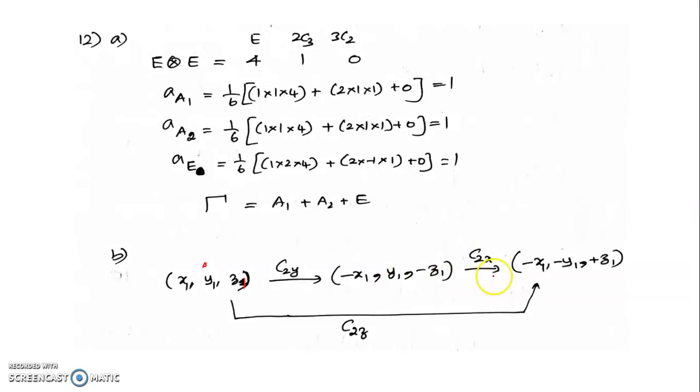So now if you do rotation along the x-axis, the x coordinate remains as such. See, minus x1 remains as such and the y coordinate will change. This plus y1 becomes minus y1, and the minus z1 becomes plus z1. Are you able to understand? So this is the result of the product of these two operations.